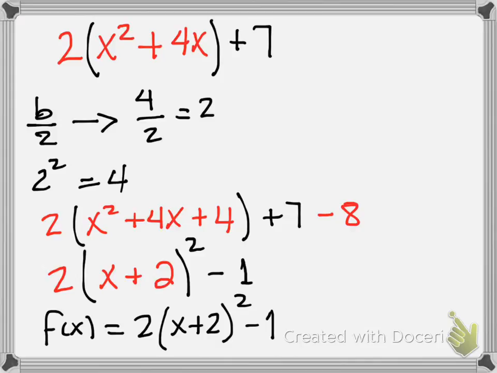Ladies and gentlemen, once you have this, let's say they ask you what the vertex is. The vertex is -2, -1. Some people like to say the vertex is the opposite of h. That would be -2 in this case, and k as it is, that is -1. All right, so let us look at another example.